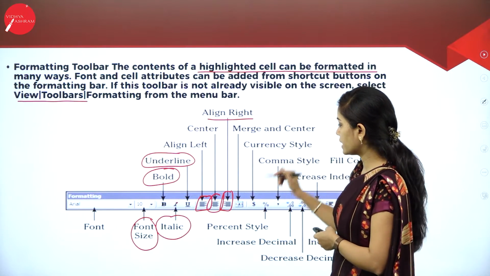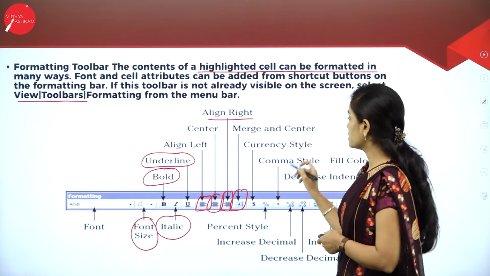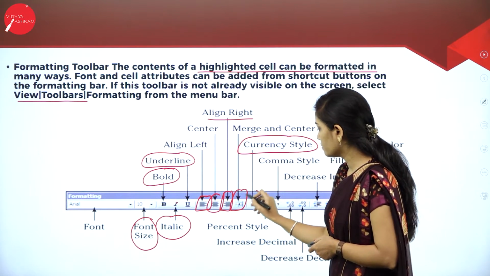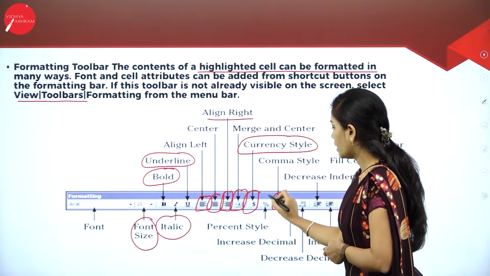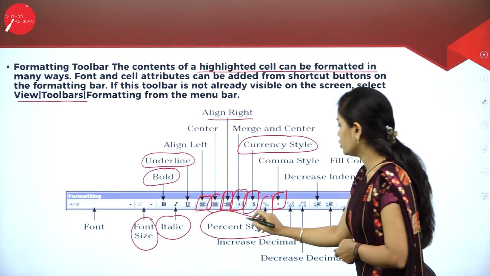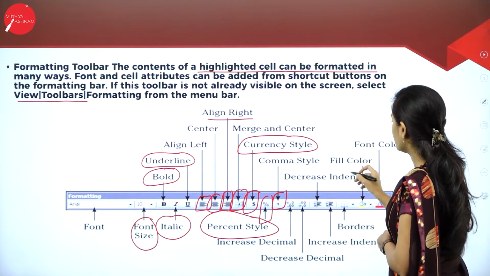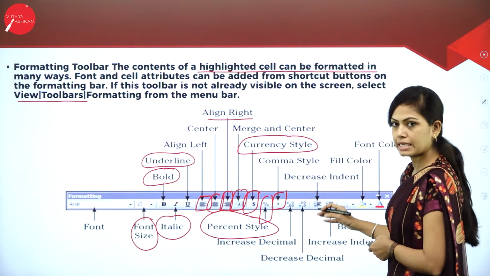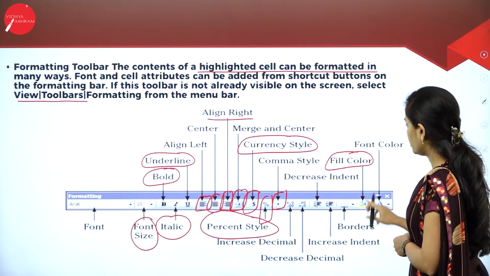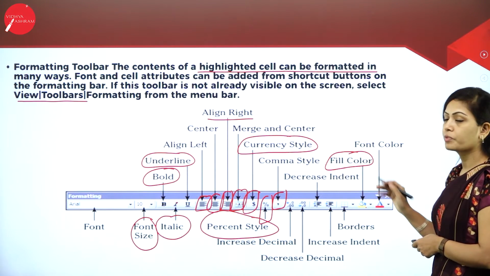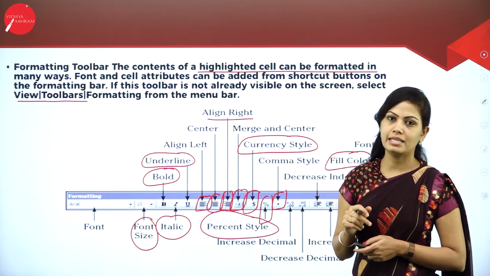And if you want to merge the cells, you can select Merge and Center. And if you want to change the numbers to currency, you can select this currency style. You'll get so many options. And if you want to add comma style and percentage style, you can choose this button. And if you want to increase or decrease the indent, you can use increase indent and decrease indent. And if you want to fill color for your cell, you can use fill color and font color also. So these are the formatting toolbars we can use in MS Excel.